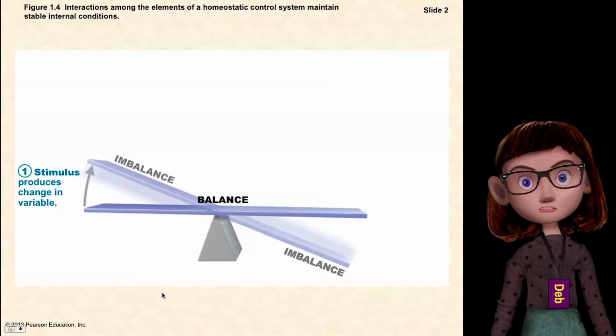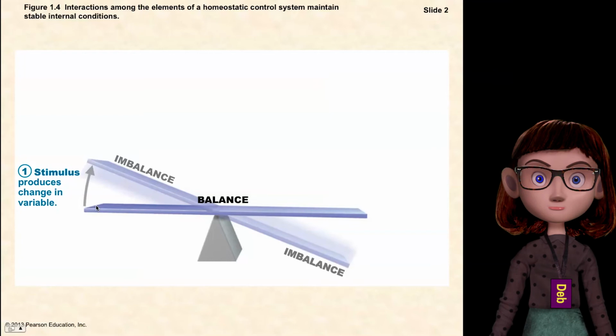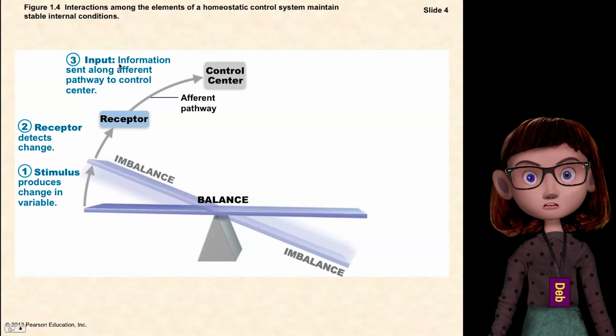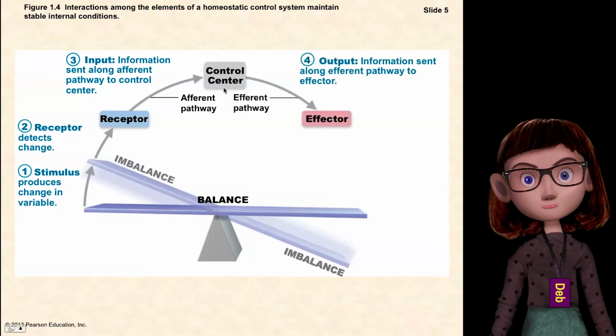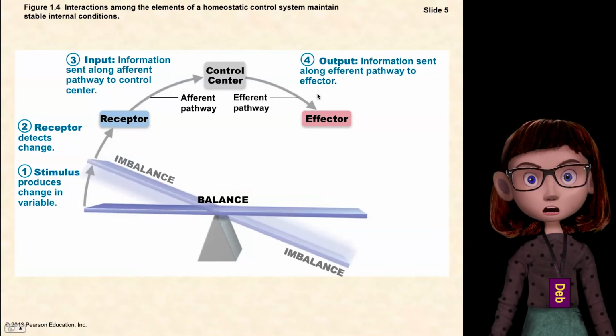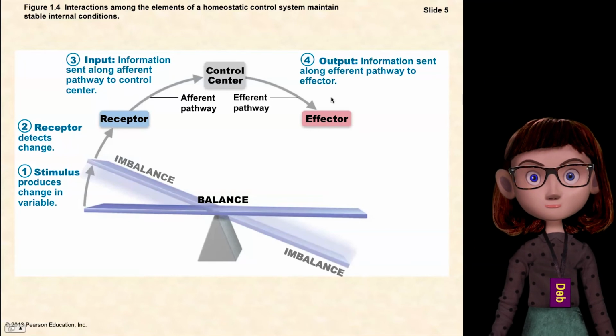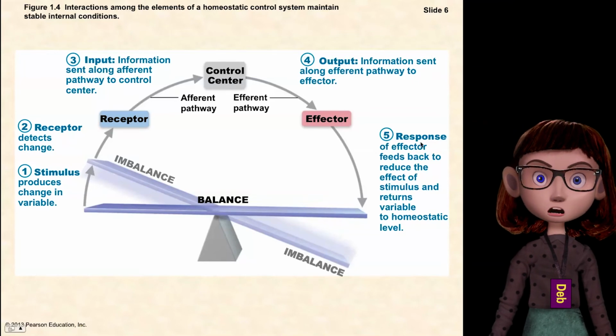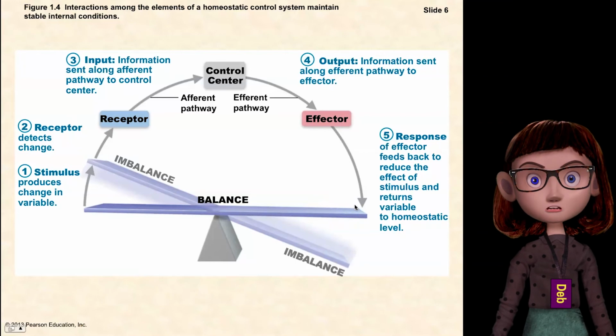So this is when a stimulus produces a change in a variable. The receptor will detect the change. Input will go to the control center along what we call an afferent pathway. The output would be the information sent along an efferent pathway, and that goes to an effector. The effector will respond, so the response of the effector will feed back to produce the effect of the stimulus and then returns that variable to this homeostatic level, into balance.